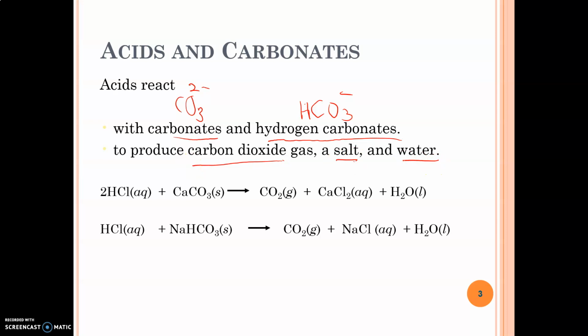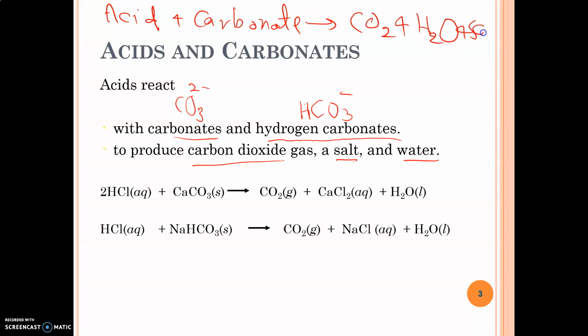So also this is a main formula. Acid plus carbonate or hydrogen carbonate gives CO2, H2O, and salt. See, that's easy. Okay, let's take two examples. Hydrochloric acid with calcium carbonate.